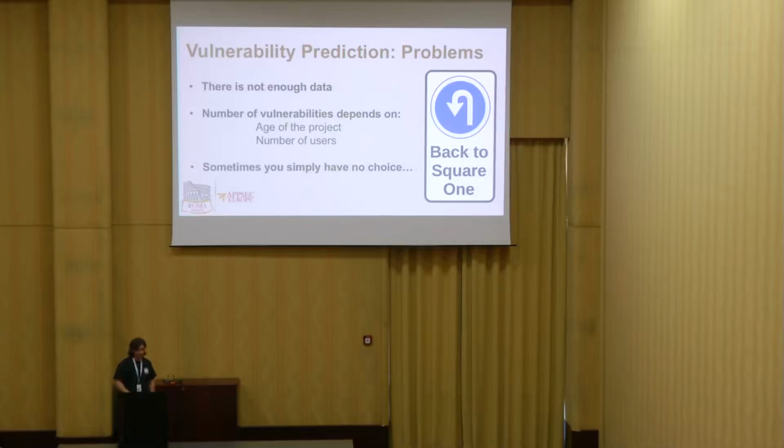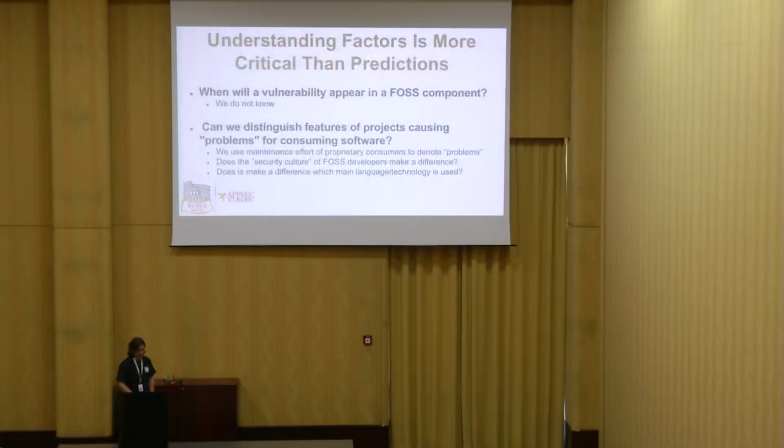So we did a small study here, just trying to identify whether we can find some characteristics of free and open source components that would explain what the problems of maintenance will be in the future. As I already said, it's not really possible to predict when a new vulnerability arrives when you have no data on the past.